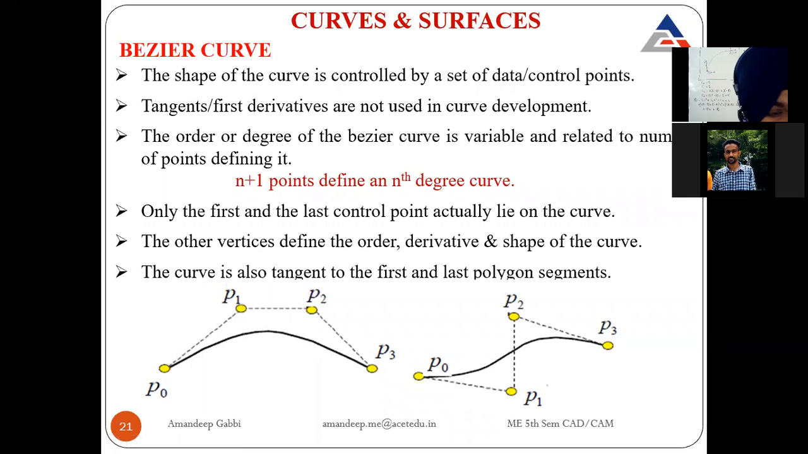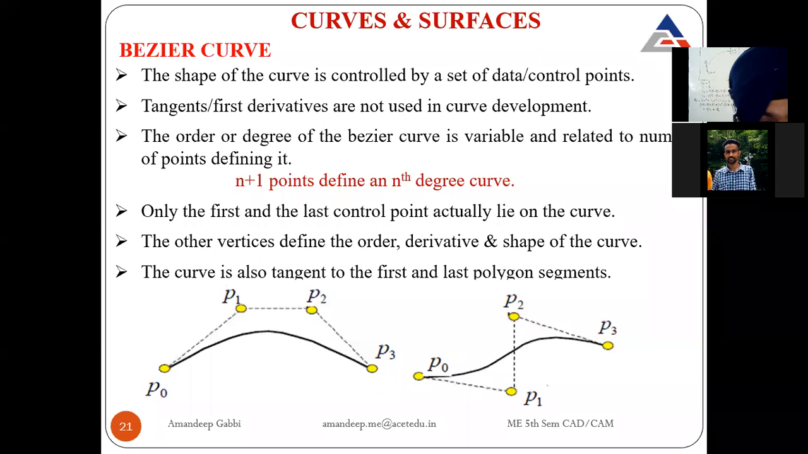Tangent first derivatives are not used in curve development. There is no tangent requirement in this particular curve, unlike the Hermite cubic spline. The order or degree of the Bezier curve is variable and set by the number of points defining it. It can be 3 degree, 4 degree, 5 degree, 6 degree, depending on how many control points there are to generate the curve.